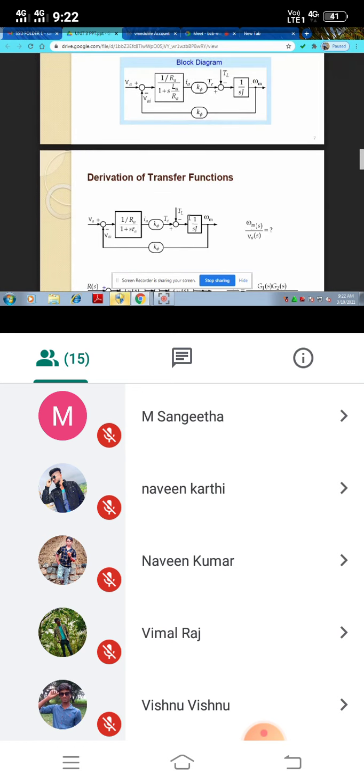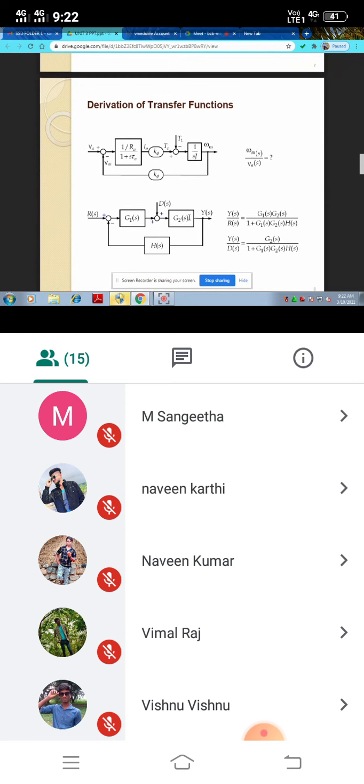Next, we will move on to the derivation of the transfer function. We know that the transfer function formula is output by input. That means the Laplace transform of output by the Laplace transform of input with zero initial condition, because any operation or any technical issue starts from zero. So the formula indicates the transfer function with a zero initial condition.